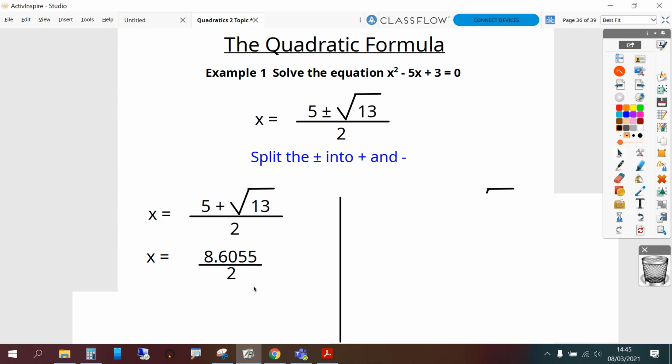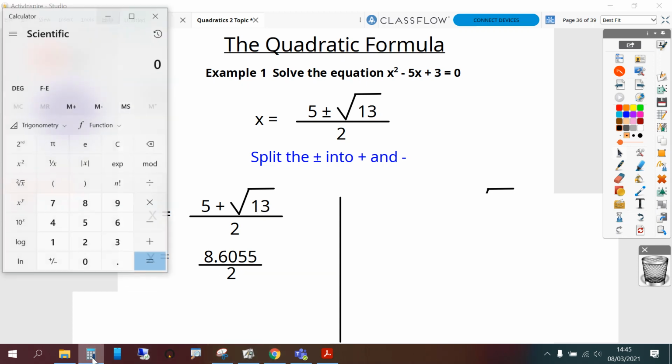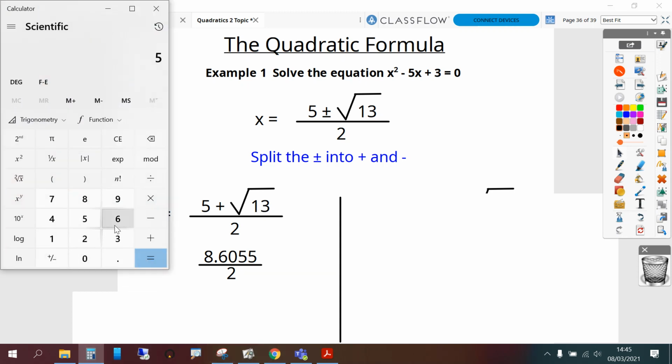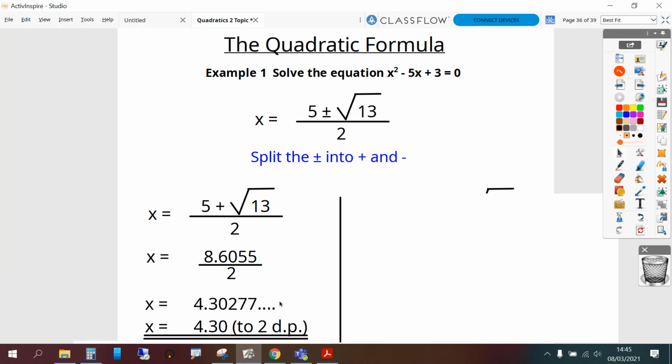Now make sure that you get the answer for the top first by pressing equals. So 5 plus root 13, then press equals. Then press divide by 2 to get your answer. If you don't press equals before you divide by 2, there's a chance that your calculator will only divide the root 13 by 2 instead of the full thing by 2.